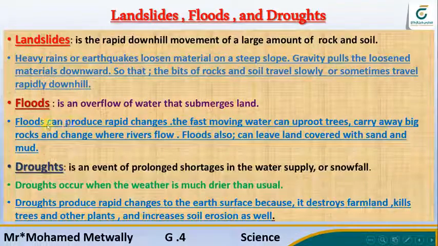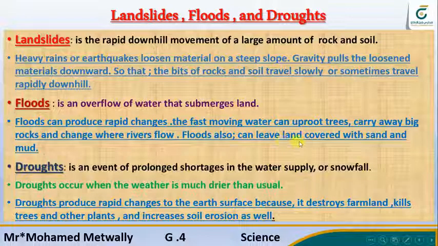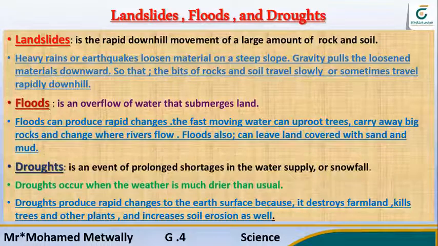So floods can produce rapid changes as well. The fast-moving water can uproot trees, carry away big rocks, and change where rivers flow. Floods can also leave land covered with sand and mud. So you have to know that floods make rapid changes to the Earth's surface.